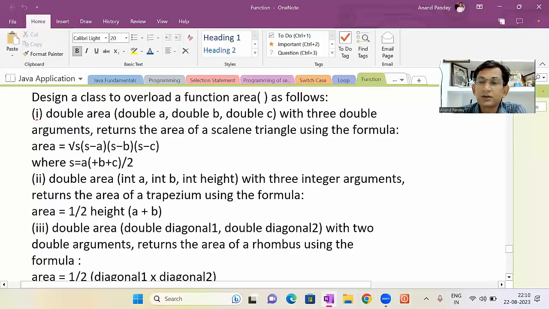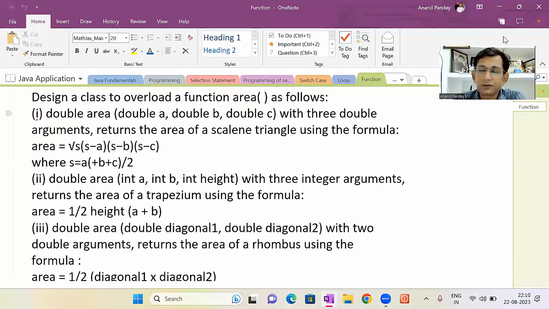Please remember this video is for class 10th ICSE board examination. So here we go. Now you can see on the screen, I'm showing you a question of which year I do not remember, but this is the question I have. Design a class to overload a function area as follows.